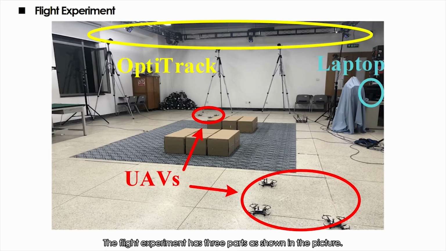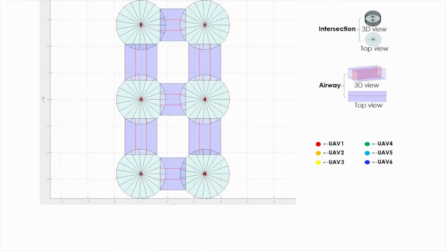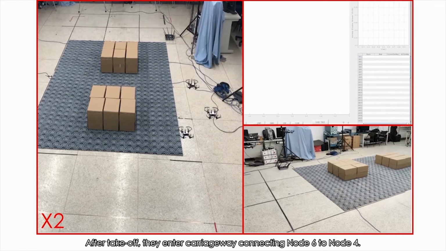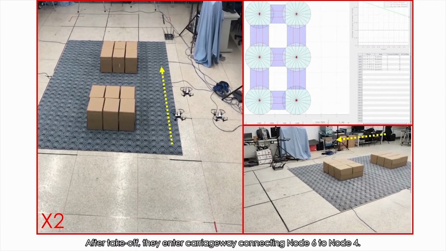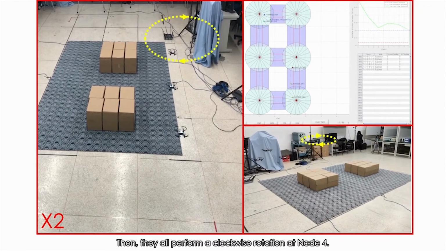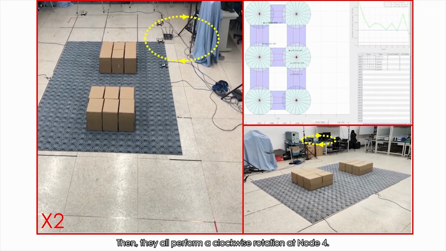The flight experiment has three parts as shown in the picture: the map, UAVs and routes. We track UAV 2 and 3 by the yellow circle from three perspectives. After takeoff, they enter the carriageway connecting node 6 to node 4. Then, they all perform a clockwise rotation at node 4.